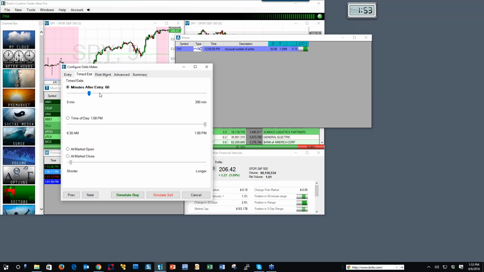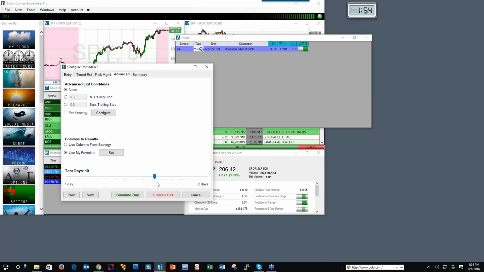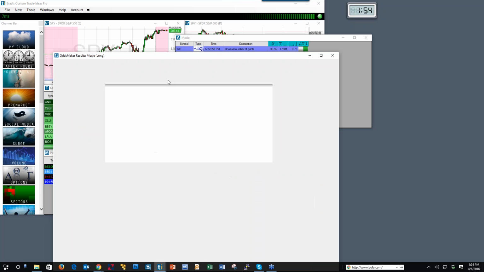The hypothesis here is I'm going to hold this for 60 minutes. Anytime there's a signal that's generated, I'm holding it for 60 minutes. And I'm going to enable my smart stop, which is an algorithm based upon the relative volume, the range of the stock, and there are a few other metrics in it, but it's special to every stock based on its trading footprint of the day. The advanced, I'm testing for 40 days. That's 40 trading days. And the summary just kind of gives you a summary of that. This is a long strategy, so I'm going to simulate the buy.